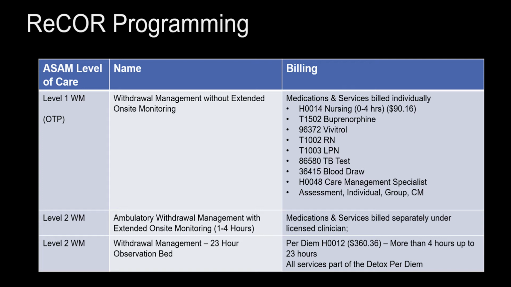Somebody who is part of the OTP level of care will be billing for the medications and services separately. For those who are in ambulatory detox, but they're not staying, and they're only there for up to 4 hours, those medication and services are billed separately. But if they are there for more than 4 hours, then they're billed on a per diem basis. So needless to say, RECOR's life is getting far more complicated.